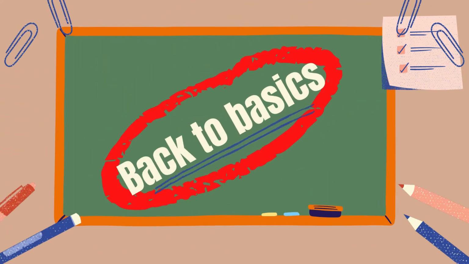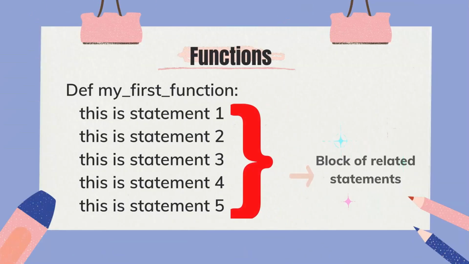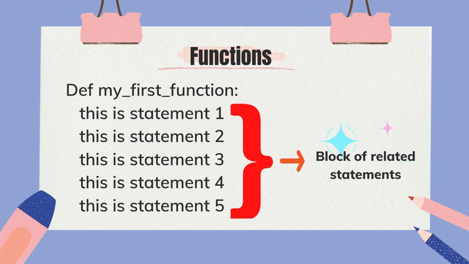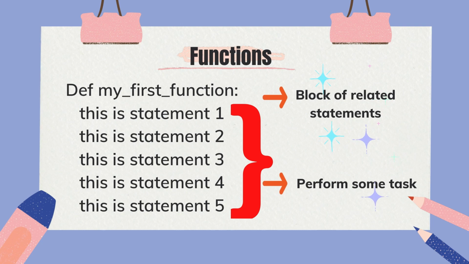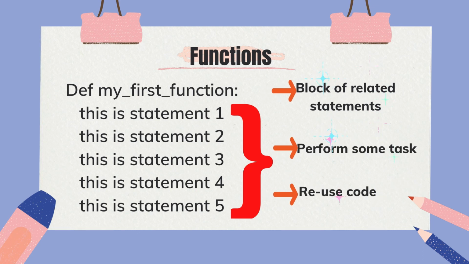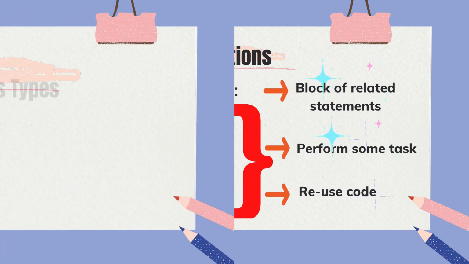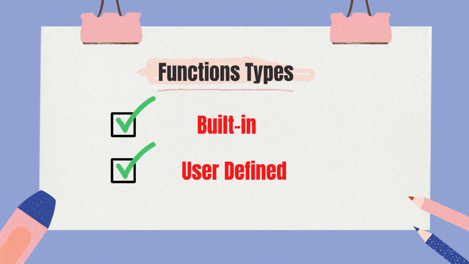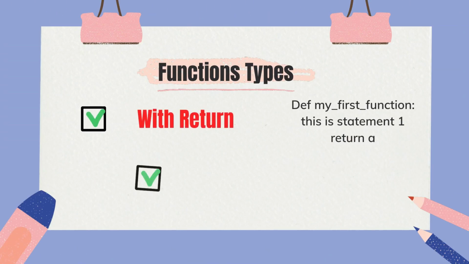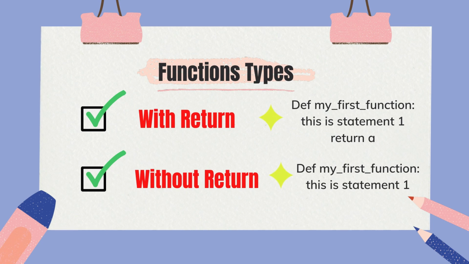Starting from the basics can make tougher things simpler. Here is a brief description about function. A function is a block of related statements designed to perform some task. It only executes when it is called. The main purpose of the function is to reuse code instead of typing it again and again. Functions can be both built-in or user-defined and take inputs which are known as parameters. They may or may not return anything depending on the user requirement.